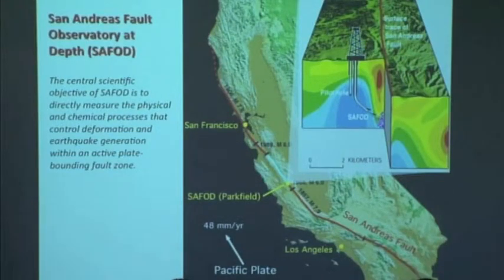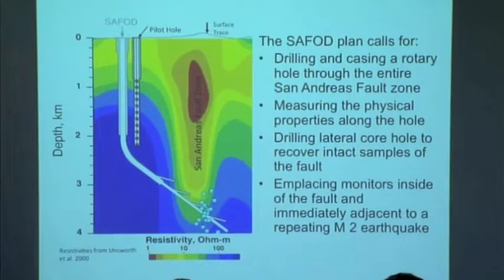And I'd like to show this picture. This is a picture probably 15 years old. These are the sorts of iconic pictures that were always shown of the SAFOD project before the drill hole was actually in place. And they're always done in the background. There's a drill hole, but in the background it's overlaid on a picture of the resistivity.